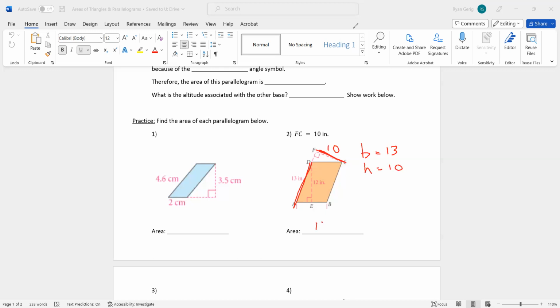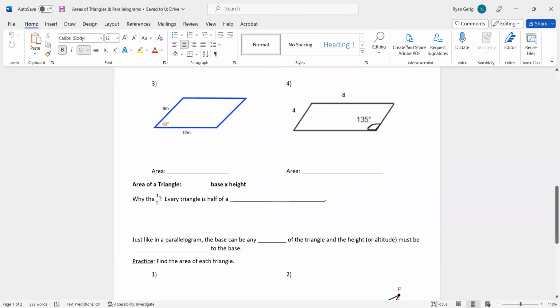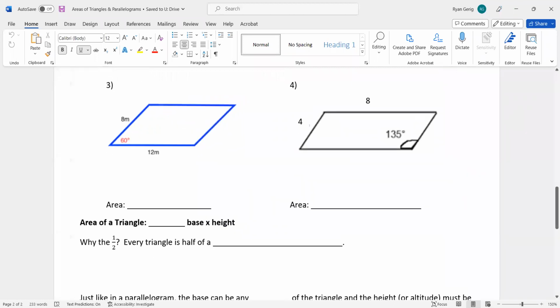Multiply those two numbers together, I get 130 inches squared. Okay, it's just a matter of picking out what the important pieces are. Now on the back, it gets a little trickier. Make it a little bigger for us here.